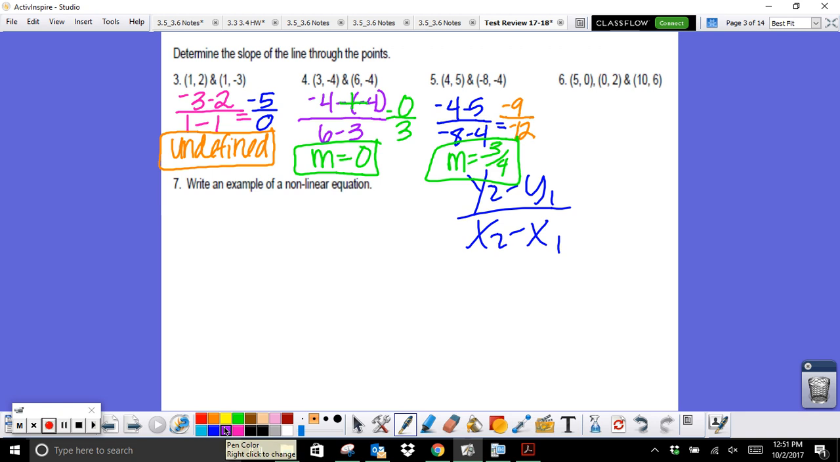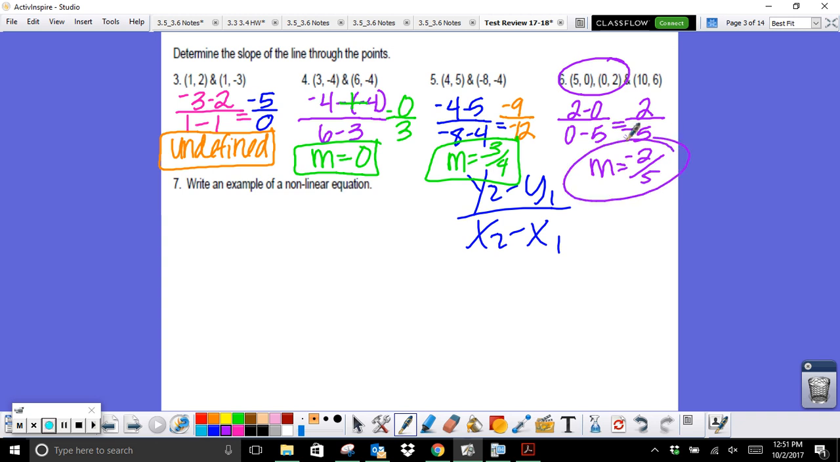Number 6. Now notice number 6 has 3 points. Just pick 2 of the points. You can pick the first 2, the last 2, the first and the third. It doesn't matter. These are all on the same line, so you can pick any 2 points. So I'm just going to use these first 2. So I have 2 minus 0, and then 0 minus 5 on the bottom. So I have 2 over negative 5. So my slope is just going to be negative 2 over 5.